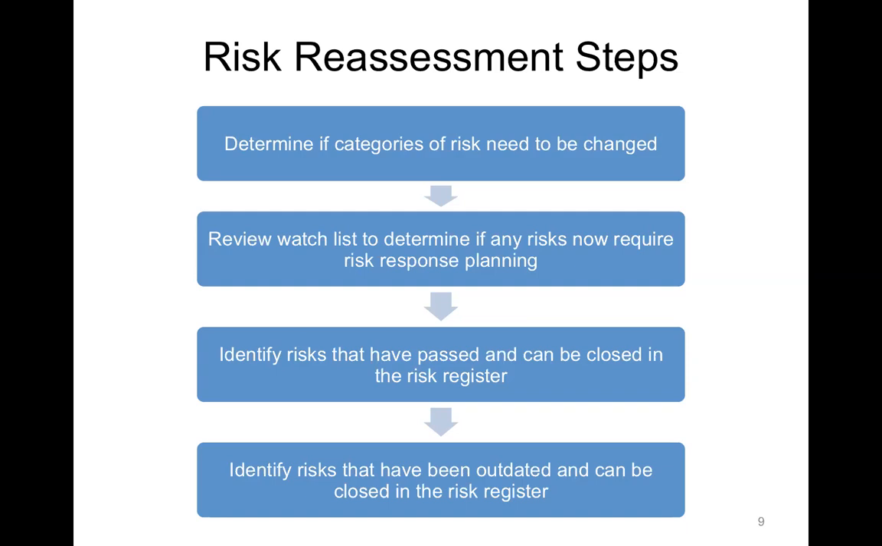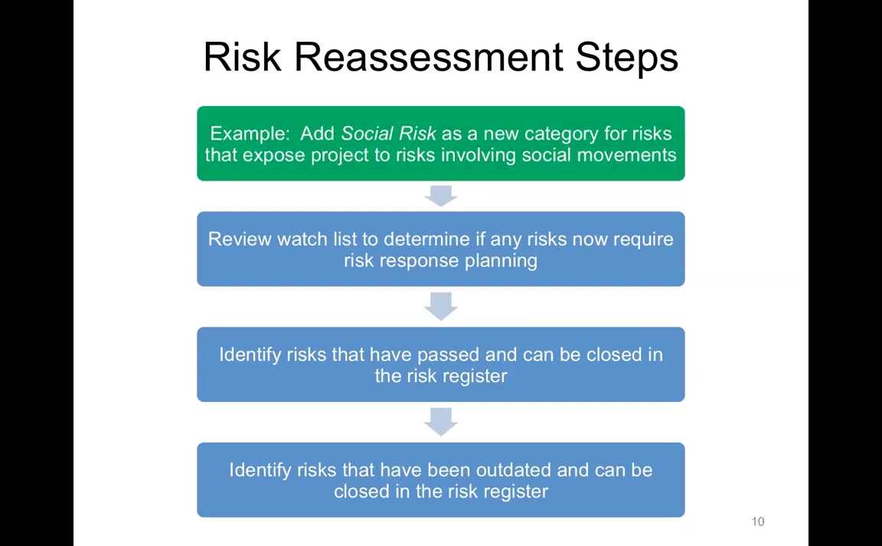And then identify the risks that have been outdated and can be closed in the risk register, which is very similar to the point above. So let's look at an example of the categories. Let's say we add social risk as a new category for risks that expose a project to risks involving social movements. There's many social movements happening throughout the world today. And so if during our project planning, we didn't identify that as a category, but now we're realizing that there are many of these new project risk events that are related more to social movements, we could add a new category called social risk and assign that to a new member of our team.